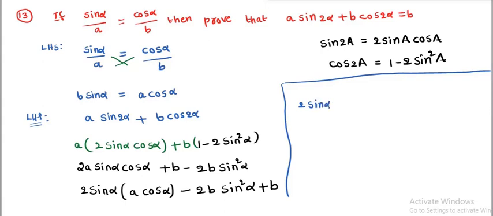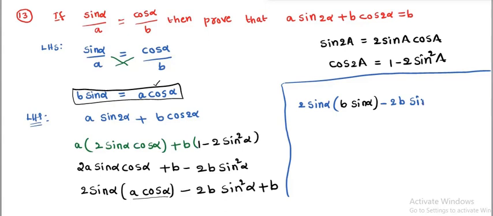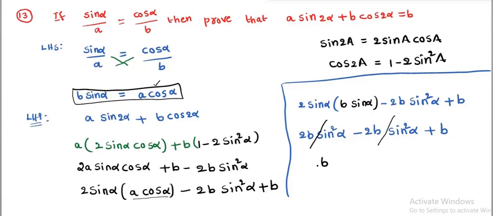2 sin alpha into A cos alpha: please observe, A cos alpha can be written as B sin alpha. This is the condition. So replace A cos alpha with B sin alpha: 2 sin alpha into B sin alpha, that is 2B sin square alpha, minus 2B sin square alpha plus B. So cancelling the same terms, 2B sin square alpha minus 2B sin square alpha cancel. The value is B. Therefore, LHS equals RHS.